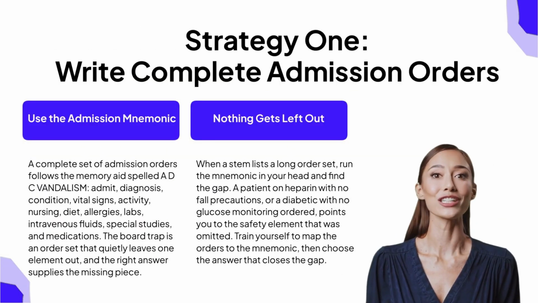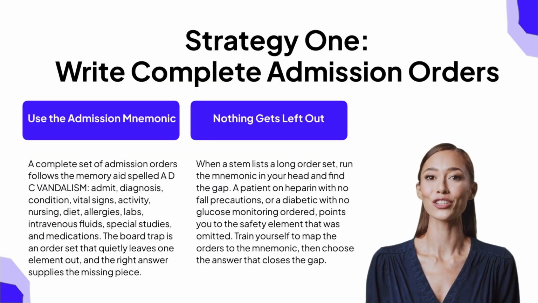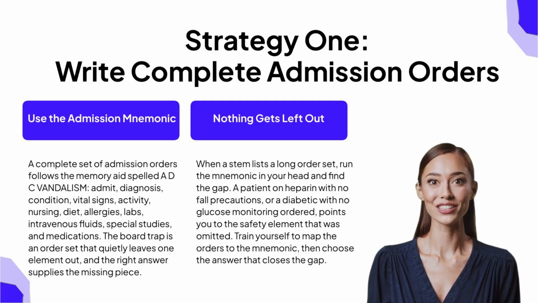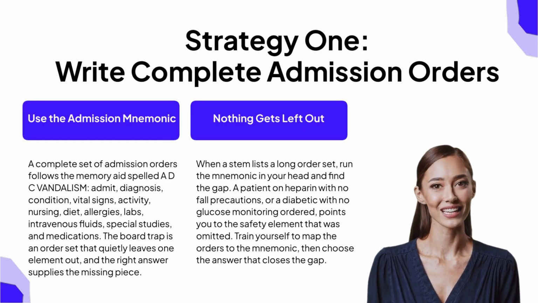Our first strategy is to write a complete set of admission orders, and the easiest way to do that is with a memory aid. The letters spell out the words admit, diagnosis, condition, vital signs, activity, nursing, diet, allergies, labs, intravenous fluids, special studies, and medications.